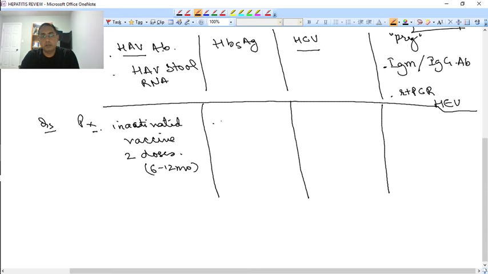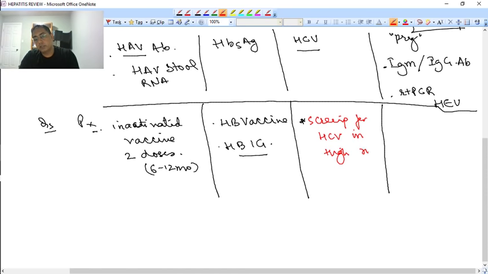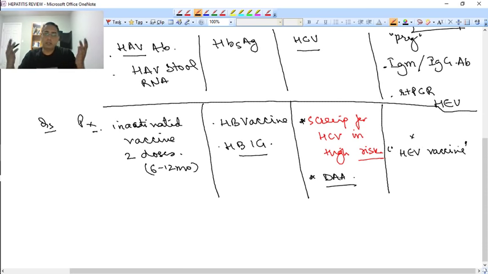Hepatitis B uses the hepatitis B vaccine and hepatitis B immunoglobulin. For hepatitis C, the more important point is not any vaccine but screening for HCV in high-risk groups. So this could be an MCQ: the most important prevention modality in HCV is not a vaccine, because we don't have an effective vaccine for hepatitis C, but screening and the use of DAAs, that is direct acting antiviral drugs. Although a hepatitis E virus vaccine is under trial, it is still questionable.